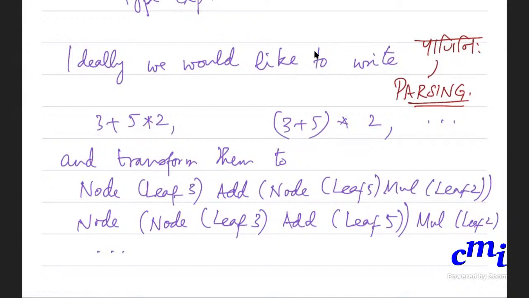But that's a harder problem, because you read 3 plus, and then you don't know what else comes later. The moment you read 3, you don't know whether to determine the structure to be node leaf 3 or something else. You don't know how deeply embedded it is. It's a hard problem. I'll leave it at that. An easier problem is what I'm going to describe next.